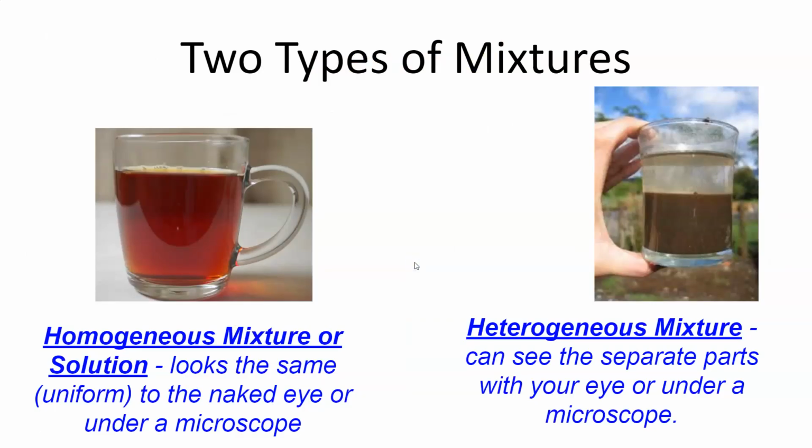So here we have some examples. A homogeneous mixture is a cup of tea. If you look at that cup of tea, you can't see the tea part and the water part. It all looks like one thing. On the other hand, this silty, sandy water, you can see the silt or sand part, and you can see the water part. They're separate, so that's a heterogeneous mixture.